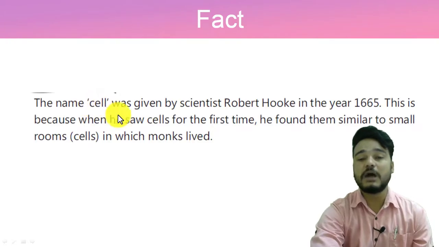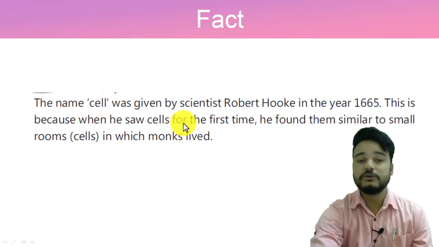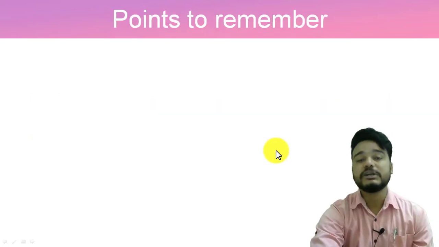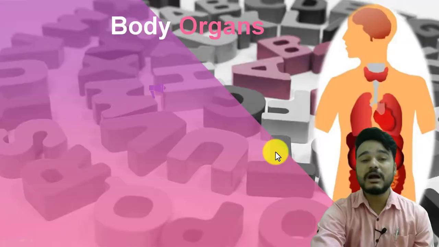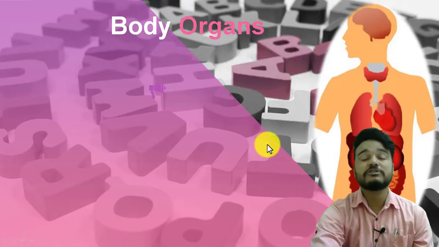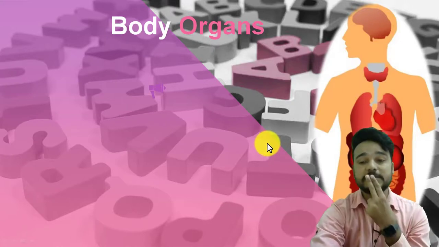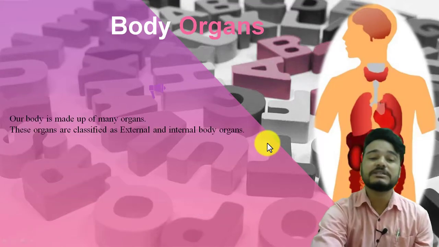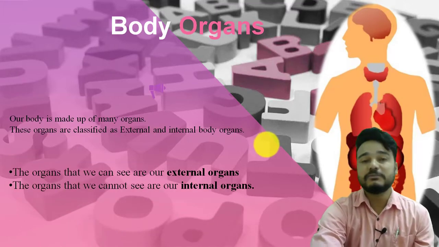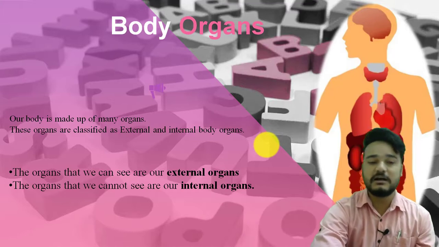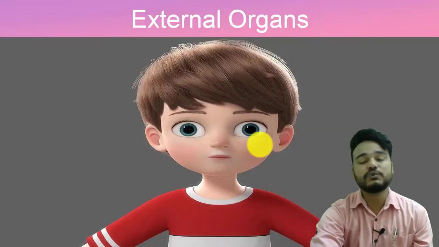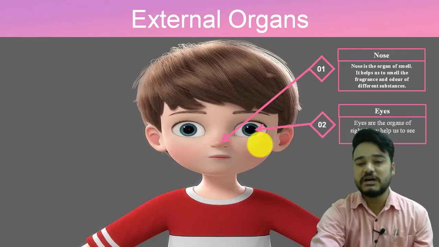Then we had learnt how the name cell was given by the scientist Robert Hooke in the year 1665. Then we had learnt about the body organs. We have divided body organs into two categories, one is external and another one is internal. External means the ones we can see with our eyes, and others are those which we cannot see with our eyes.